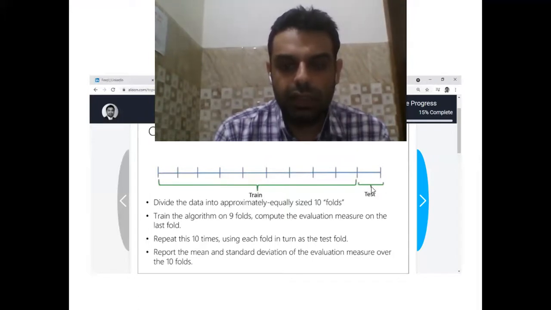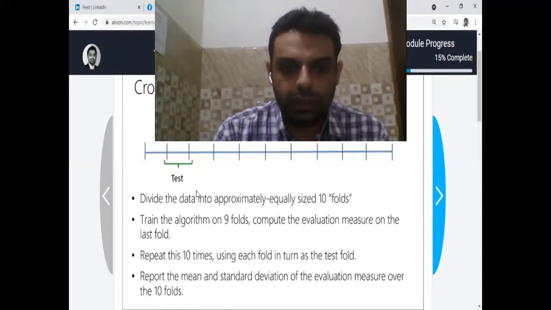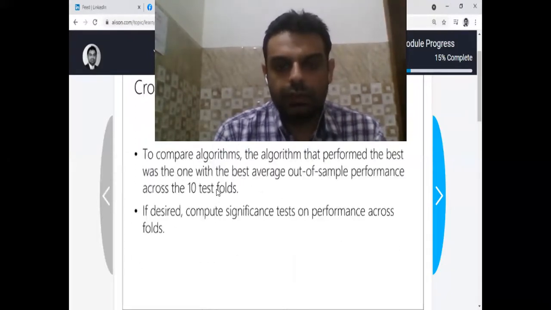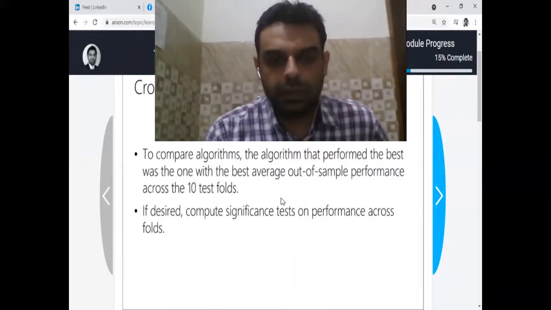We have 9 training folds and 1 test fold. This test fold keeps on moving and changing. This becomes a test fold, the next validation, and these become 9 training folds. Then this again becomes test fold, and this keeps on happening until every set becomes a test fold. So we compare the average out of the sample cross validation.